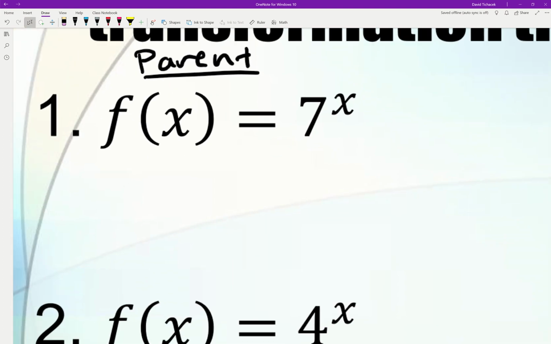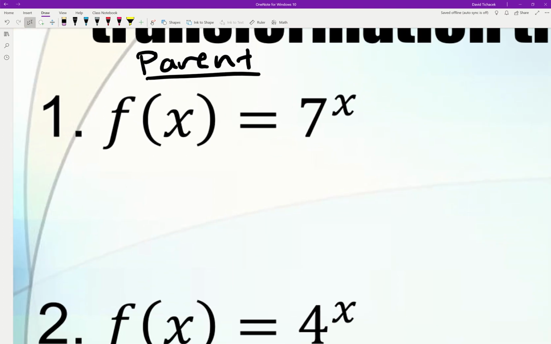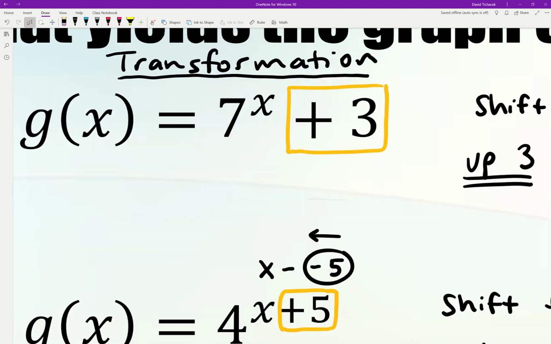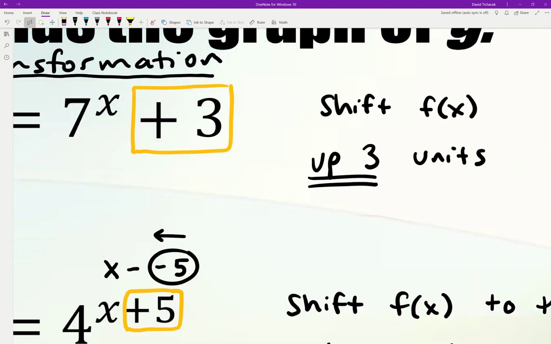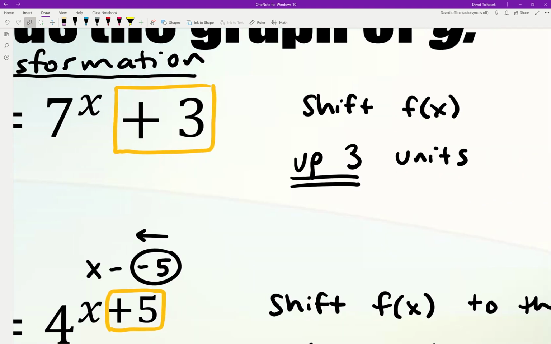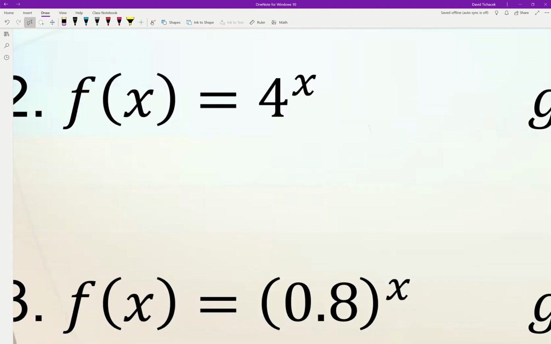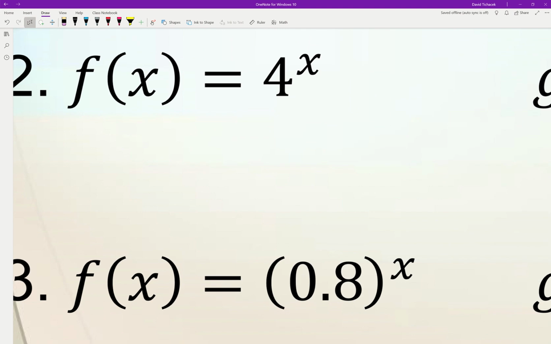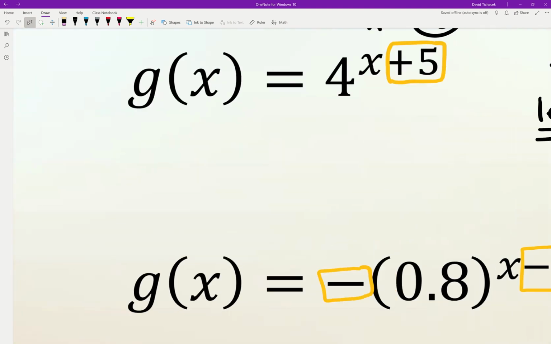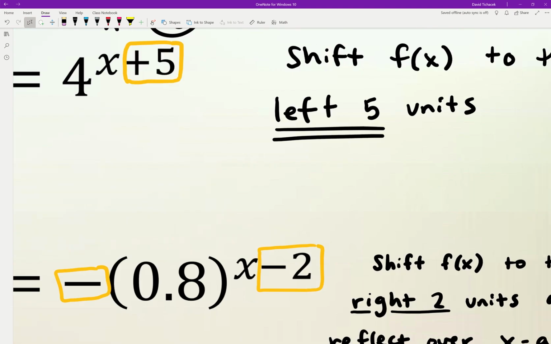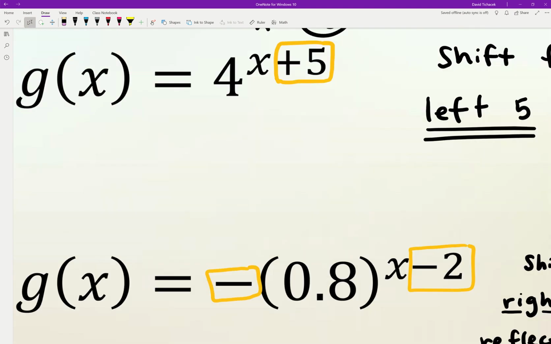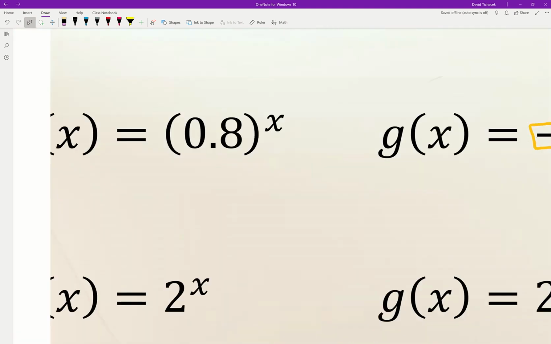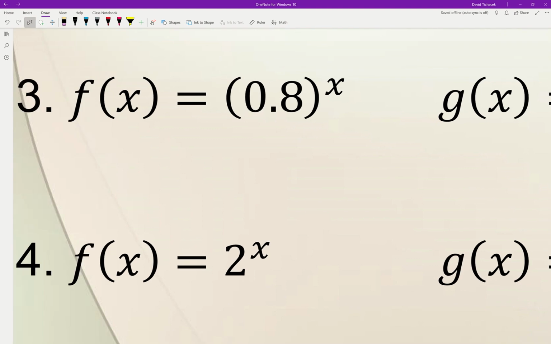If f of x is originally equal to 7 to the power of x, and g of x is that exact same function, but we tack on a 3, remember that's going to shift us up 3 units on the graph. Similarly here, if our original function f of x is 4 to the power of x, and we change that by introducing a plus 5 to the input, then that's going to shift us to the left that many units on the graph. So knowing whether you're adding a number to the output or to the input, it's going to shift you in a particular way.